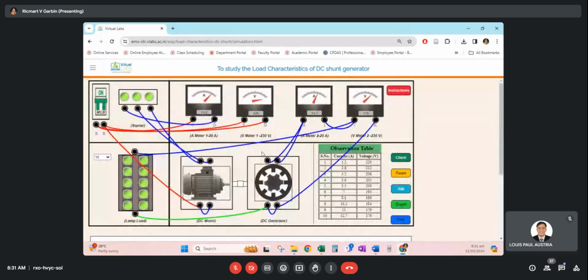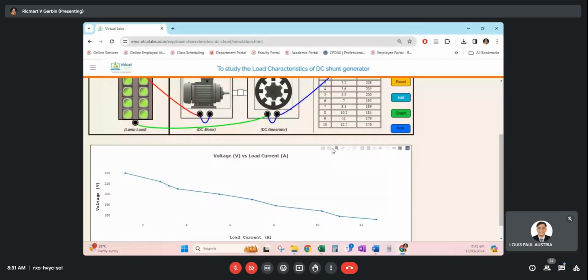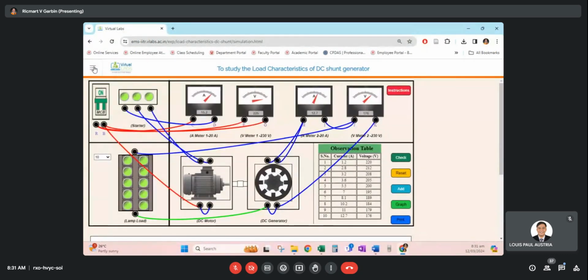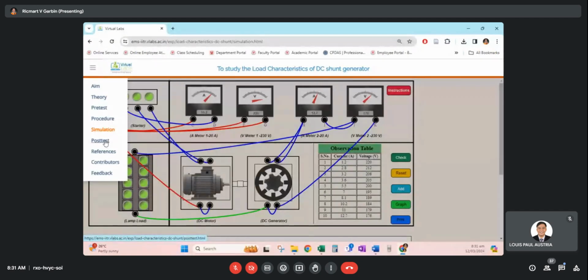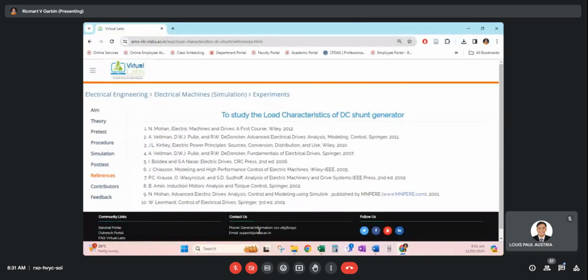So, pwede nyo i-screenshot ito, pwede nyo rin i-print, pwede nyo i-save, download. So, magagawa nyo naman siya dito. Okay? So, kapag na-simulate na natin siya, post-test ulit, yung inyong summary of findings, then yung references, nandito na din. And then you have your activity number 1. Maliwanag po ba yon?